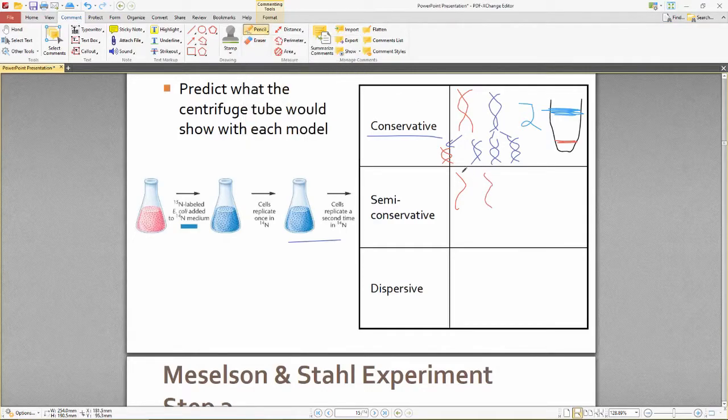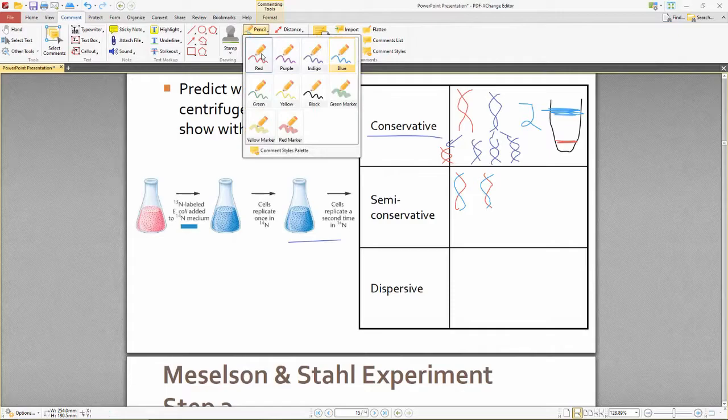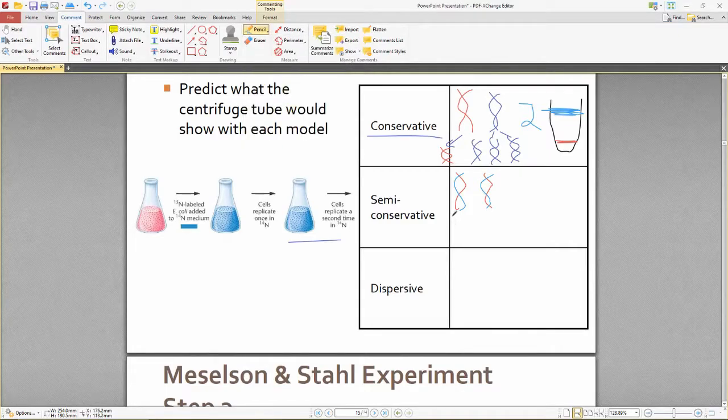Pardon my drawing, but hope you guys get the idea. So we had 2 of these last time. What happens this time? 2 blue, 2 mixed.